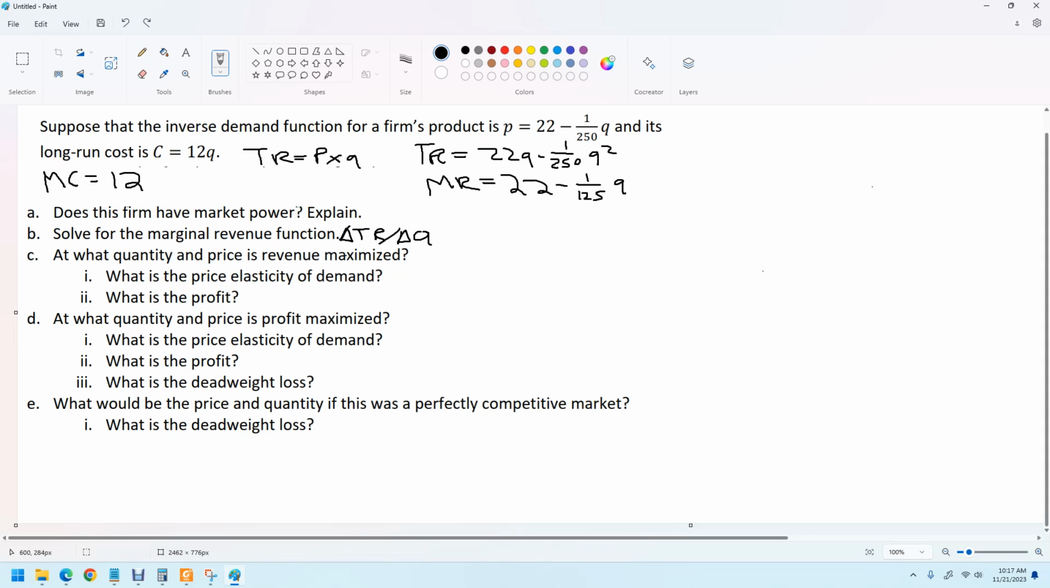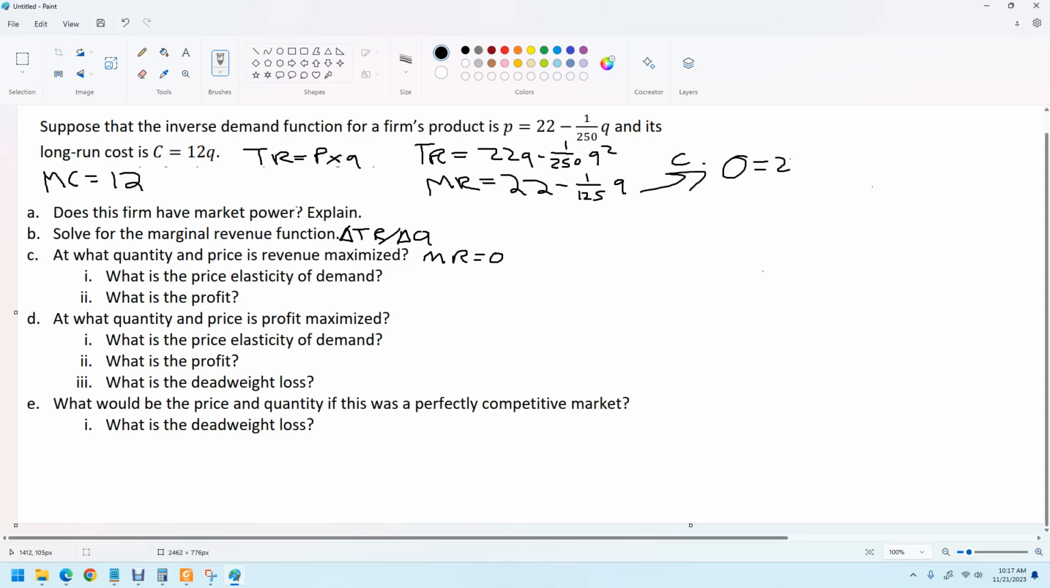At what quantity and price is revenue maximized? You do need to know that when marginal revenue is positive, it's increasing the total revenue function. When marginal revenue is negative, it's decreasing total revenue, or you're in the decreasing part of that function. So revenue is maximized when marginal revenue is 0. All you have to do is set that equal to 0. This is part C.